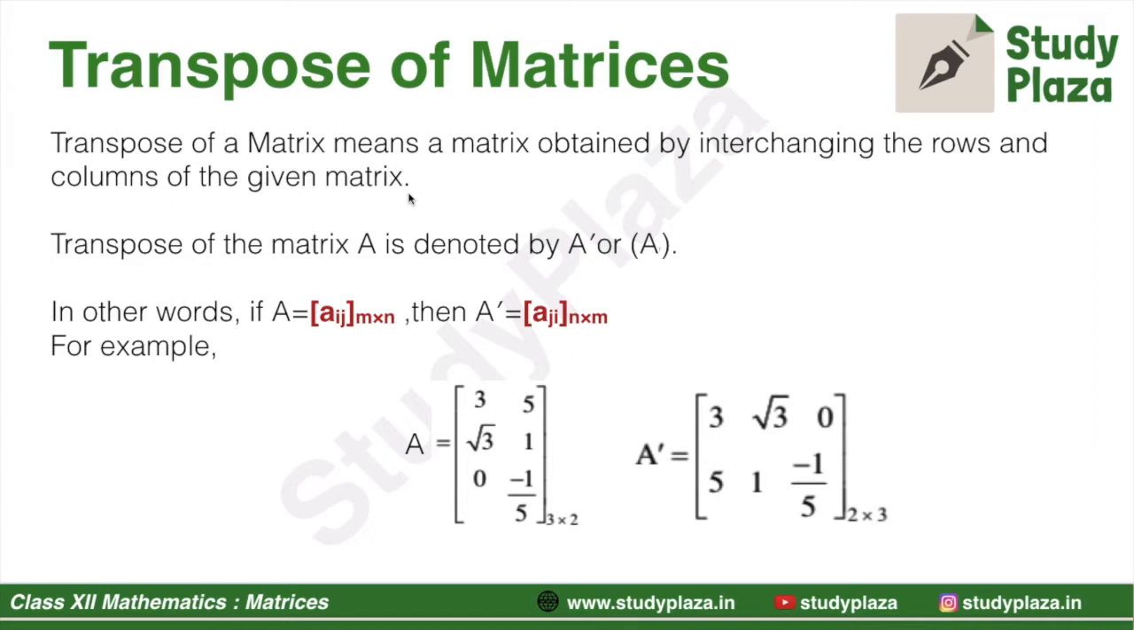So, we will get two matrices: one is the given matrix A, and another is the transpose matrix, which is represented by A dash. So, elements of the matrix will be like this. If matrix A has element Aij, then matrix A dash will have element Aji, that is, rows will change to columns and columns will change to rows, and similarly the order will be m into n for the given matrix and it will be n into m for the transpose matrix.